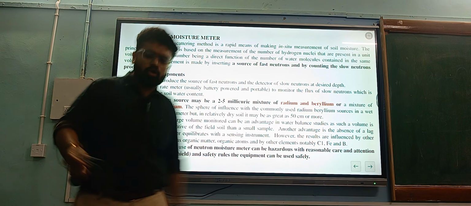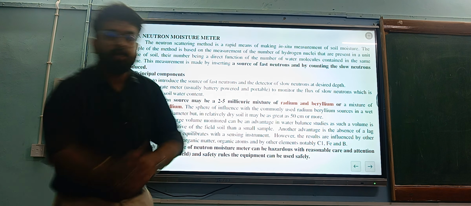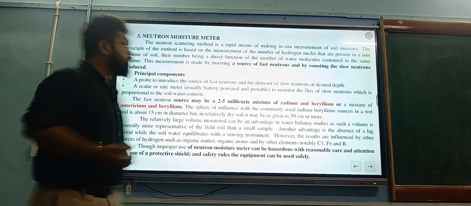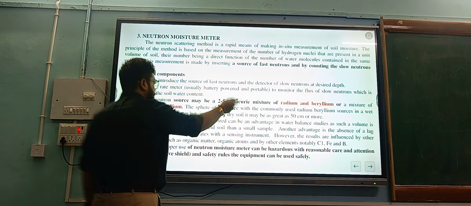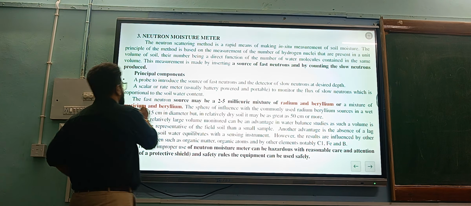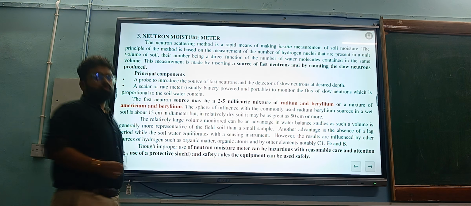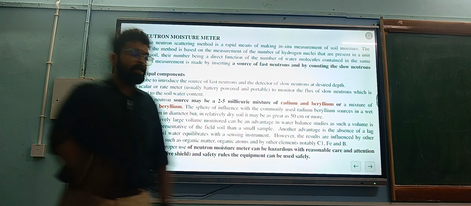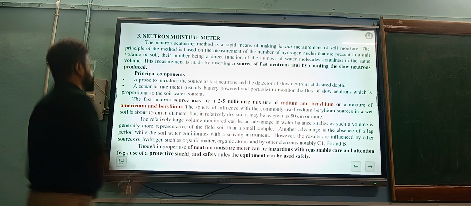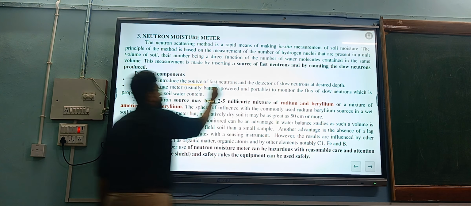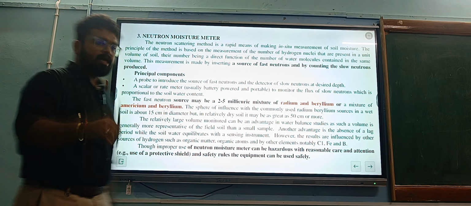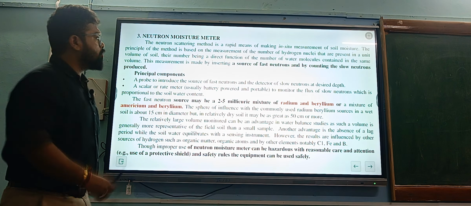The next is the neutron moisture meter. This is one of the modernized moisture measuring instruments, where we use a neutron source such as radium and beryllium, or a mixture of americium and beryllium, that is 2 to 5 millicurie of radium and beryllium or americium and beryllium. The principal component here is a probe containing a source of fast neutrons and a detector of slow neutrons, introduced at a desired depth. You have to place this probe at the desired depth.